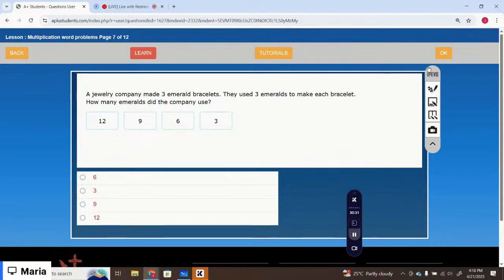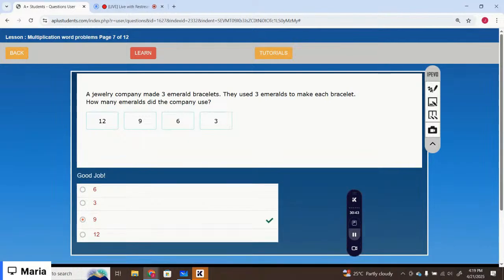A jewelry company made 3 emerald bracelets. They used 3 emeralds to make each bracelet. How many emeralds did the company use? So 3 times 3 is 9. The correct option is 9.